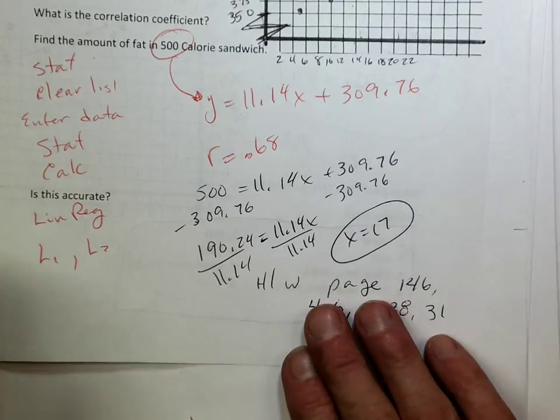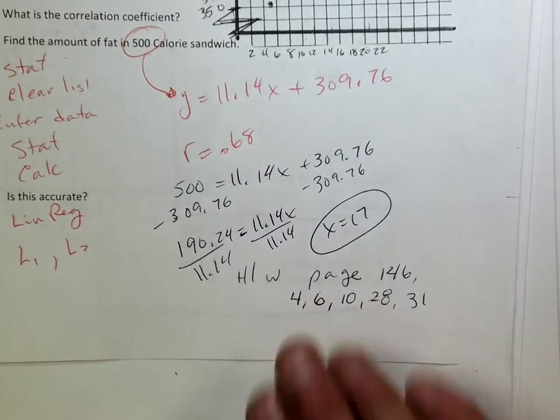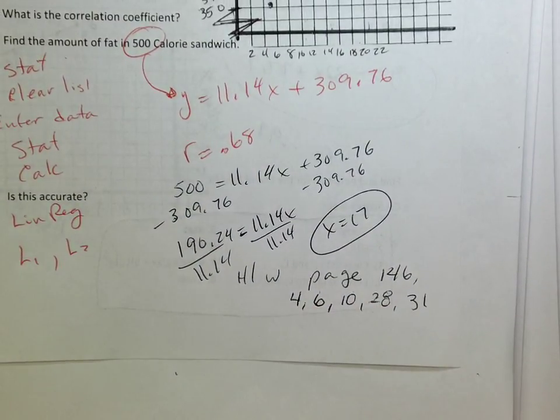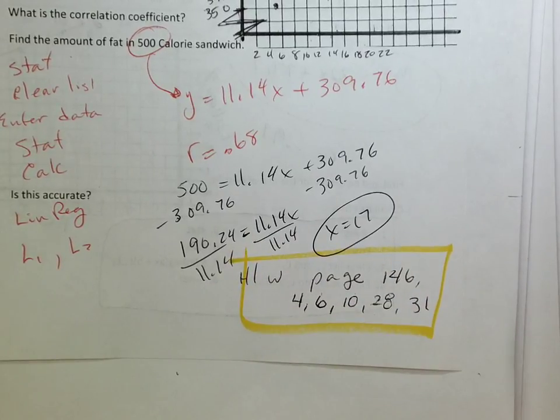All right. So homework today. Not a lot of them because it's going to take some scatter plots. But page 146, 4, 6, 10, 28, 31.